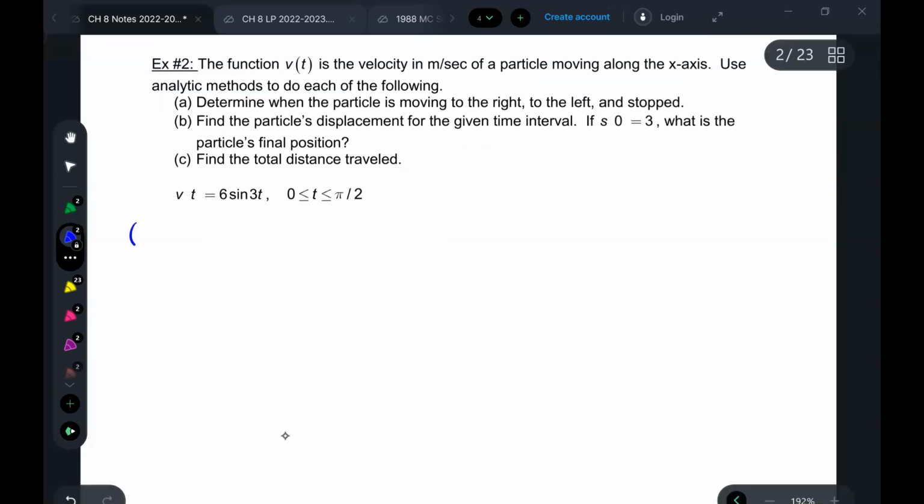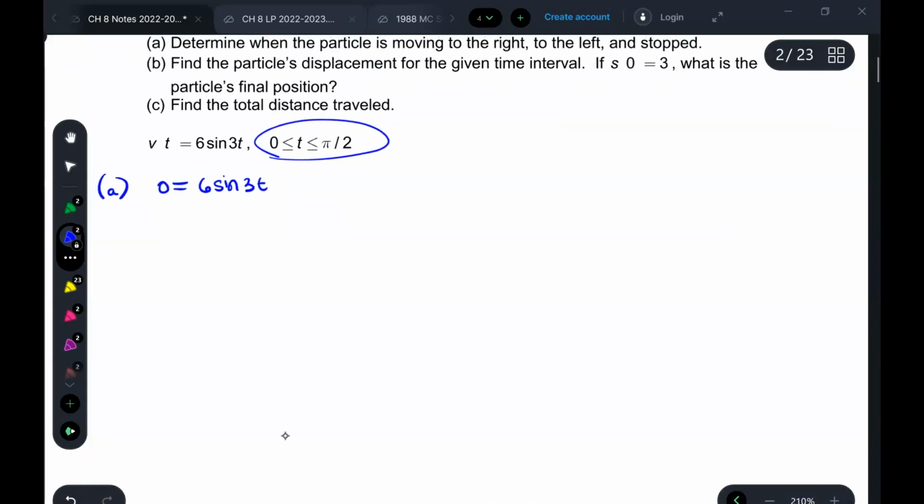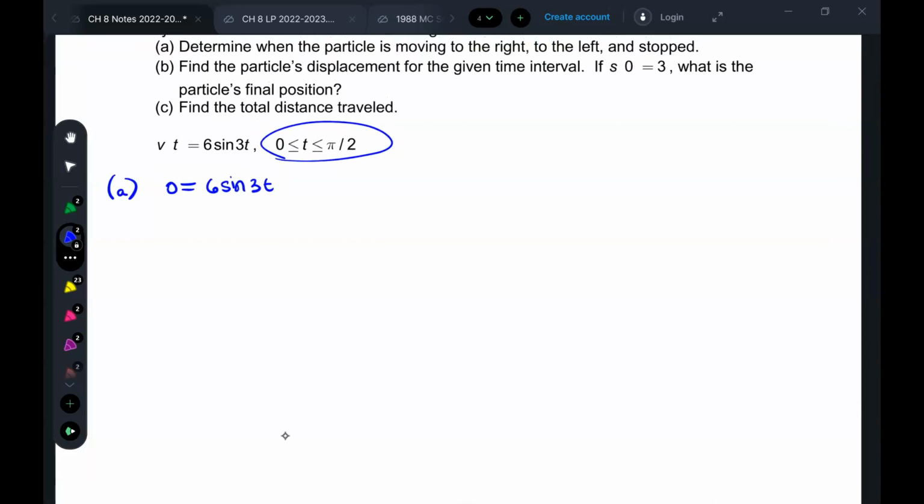Okay, so what did we do on the last one? Where is it moving left, right, and stopped? What do we want to do? Set the velocity equal to 0. Okay, and note what our domain is, from 0 to pi over 2. Well, the 6 as a coefficient, does that affect our zeros? No. So I want to find out where sine is equal to 0.